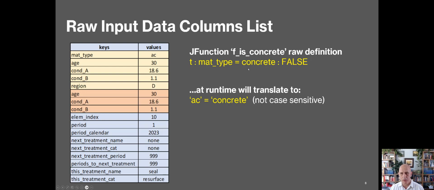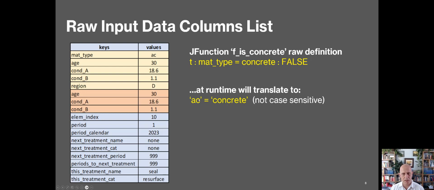And then it goes to this side and says, is there a key matching concrete? And it goes through here and there's no key matching concrete. So in that case, it will use that word literally. So this equality is going to translate to this term over here, and it will make a comparison that's not case sensitive.